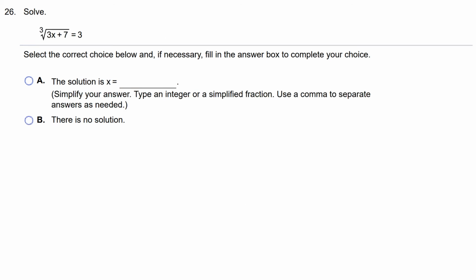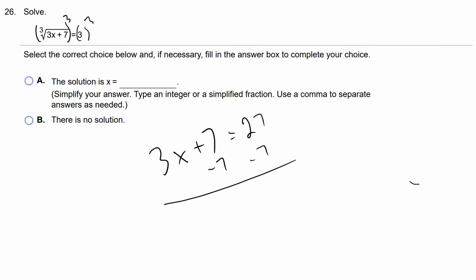Cube roots have less chance to be no solution because cube roots are allowed to be negative. This one's already by itself, so I'm going to cube both sides. And when I do that, I get 3x plus 7, because that blows up the radical, equals 3 cubed. Now 3 cubed is not 9, it's 27. Now, from here, I'm just going to solve that by subtracting 7 from both sides. And that gives me 20 equals 3x. And I divide by 3, and I get x equals 20 divided by 3.